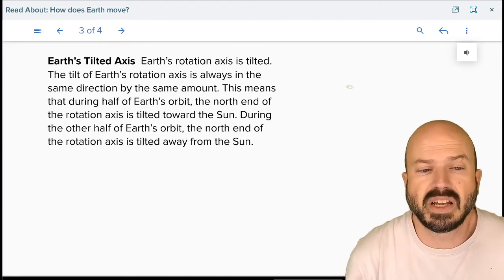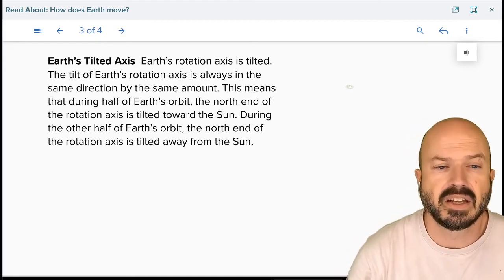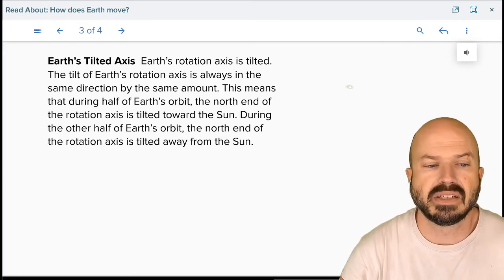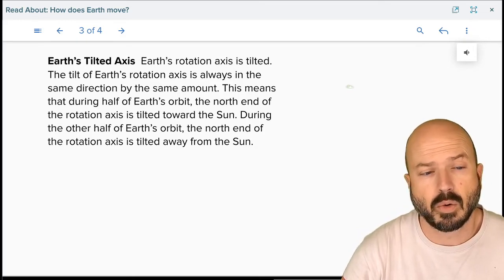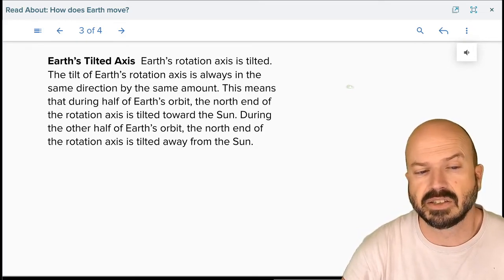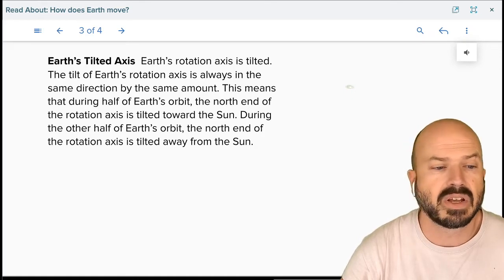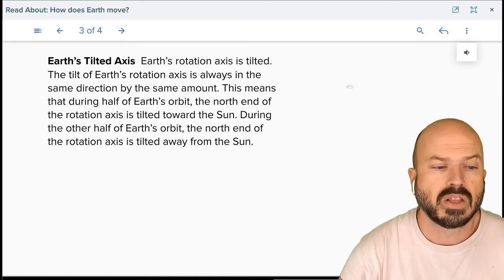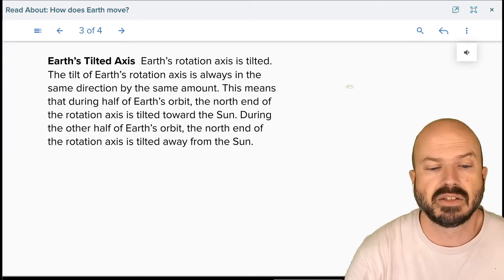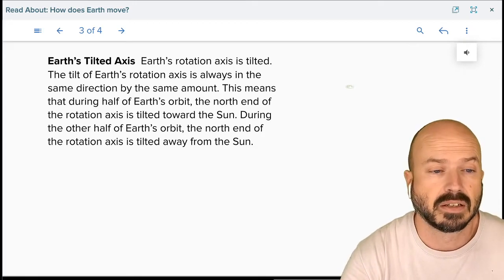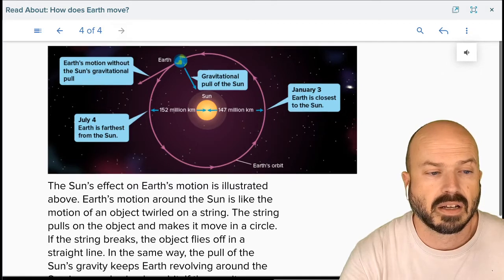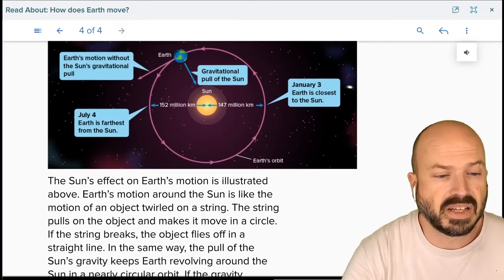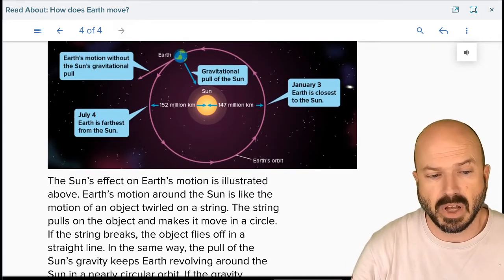And Earth's rotation axis is tilted. The tilt of Earth's rotation axis is always in the same direction by the same amount. This means that during half of the Earth's orbit, the north end of the rotation axis is tilted towards the sun, and during the other half of Earth's orbit, the north end of the rotation axis is tilted away from the sun. The sun's effect on Earth's motion is illustrated above.